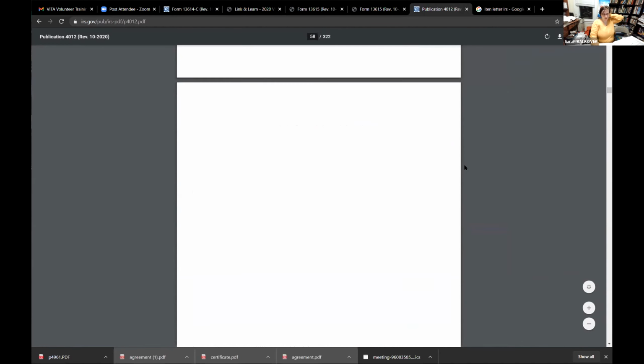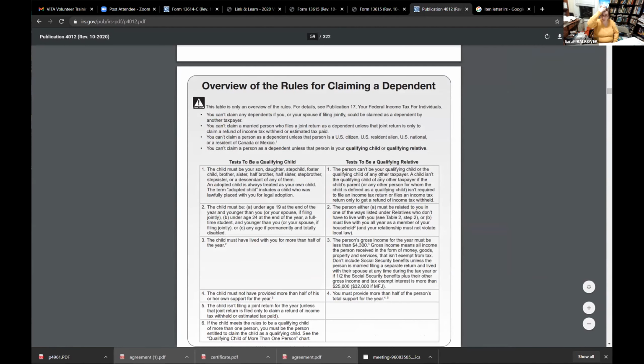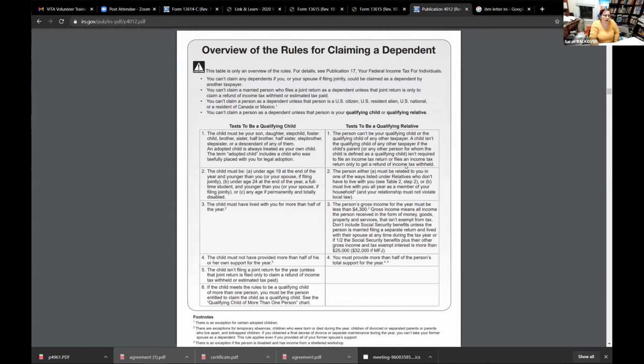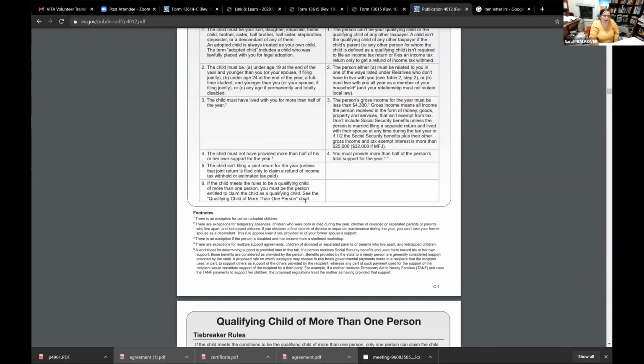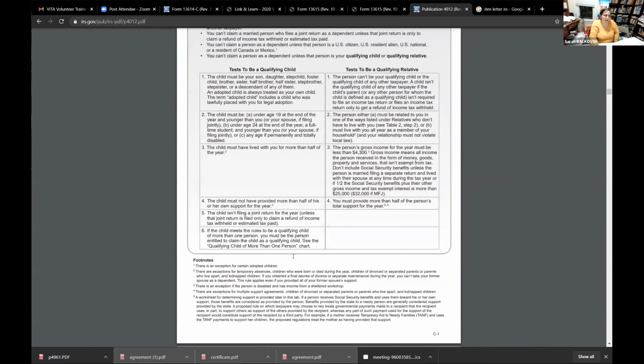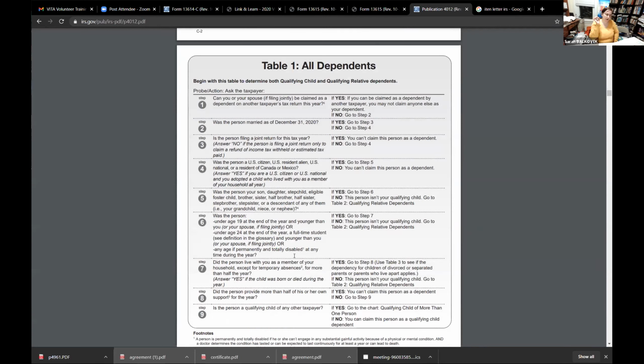So dependents. We've got these awesome flow charts here to figure out if they're a qualifying child or a qualifying relative. Like, let's say my mother-in-law comes and lives with us. We have to go through and make sure of their gross income and that sort of thing. We answer all sorts of questions about them. And we've got these different flow charts to figure out if they actually are legally allowed to be on your return or not, okay?